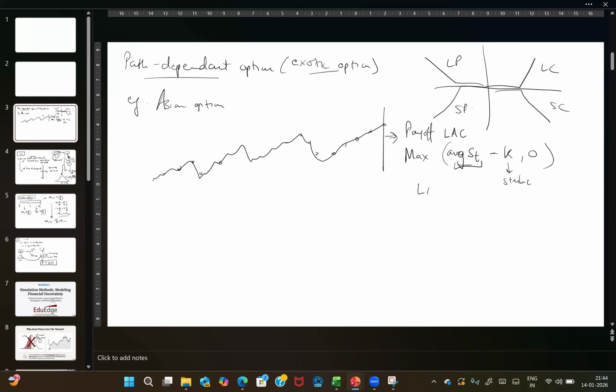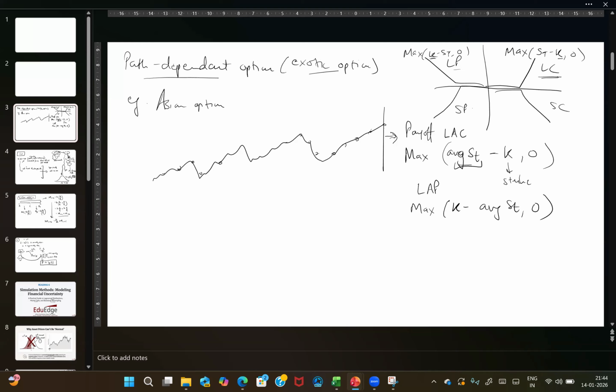Similarly, payoff of a long Asian put will be max of K minus average of ST, comma 0. So very similar to long call, right? Long call, the payoff we know is max of ST minus K, comma 0. And for a long put, it's max of K minus ST, comma 0. Long call is similar to buying the asset where the buying rate is fixed at the strike price. Long put is alternative to selling the asset where the selling price is fixed at K initially.